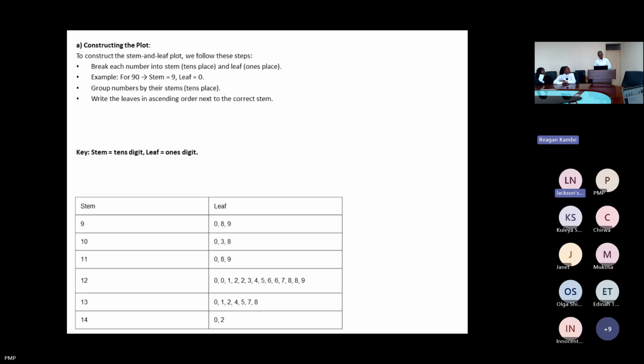To construct the stem and leaf plot, we follow the steps written there. We break each number into stem and leaf. For example, we have 90, so we'll use our 9 as our stem and our 0 as our leaf. We group the numbers by their stems. We then write the leaves in ascending order next to the correct stem.